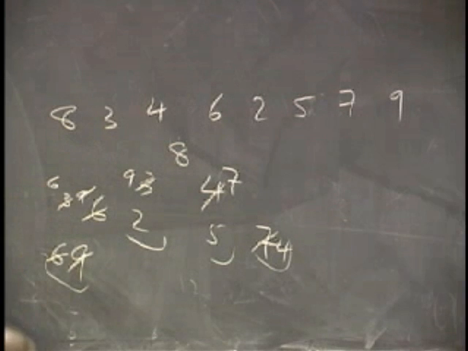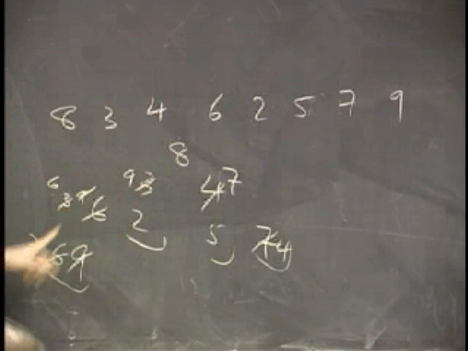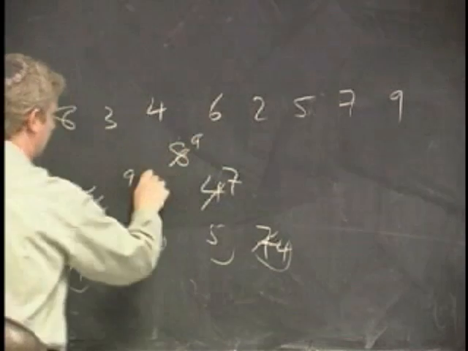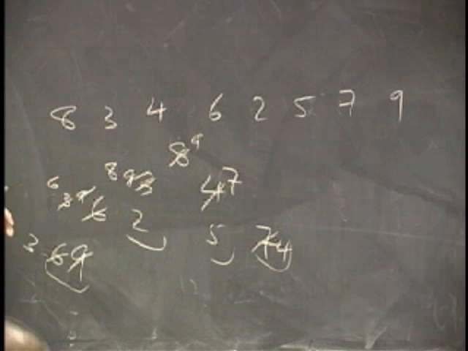6. Uh-oh, what goes here? 3. Now I got the last one, 8, 9, and 7. 9 goes here, 8 goes here, 8, 6, and 2 doesn't have to move any further.